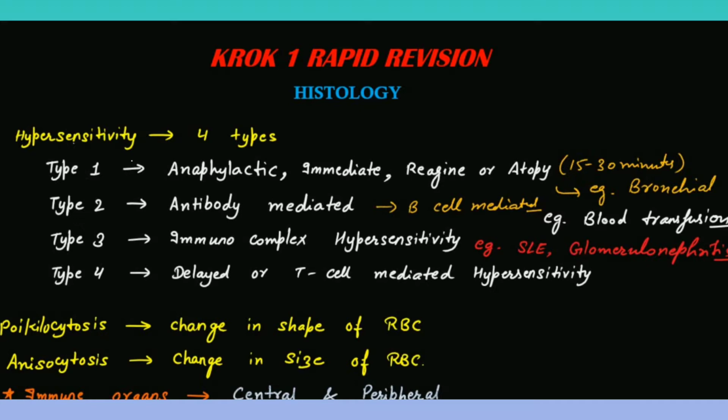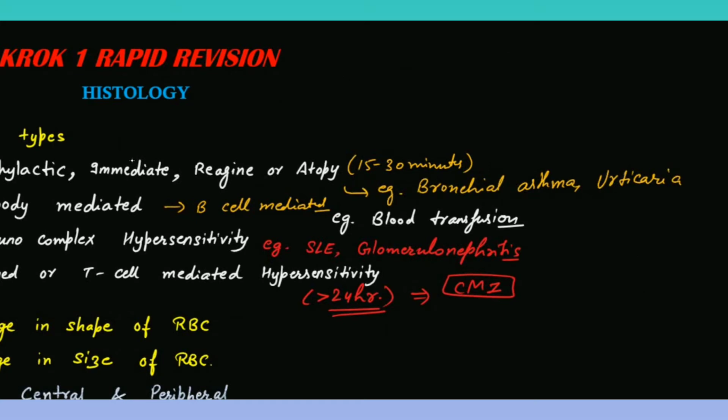Next is type 4 hypersensitivity. What happens in type 4 hypersensitivity? It is delayed or T cell mediated. Why is it called delayed? Because in this the timing is more than 24 hours. If the hypersensitivity arises after 24 hours, then it will be type 4 hypersensitivity, and it is mainly T cell mediated. Or in the question they can give you cell mediated immunity. Who provides cell mediated immunity? That is the T cell. So that's why it's called T cell mediated hypersensitivity.